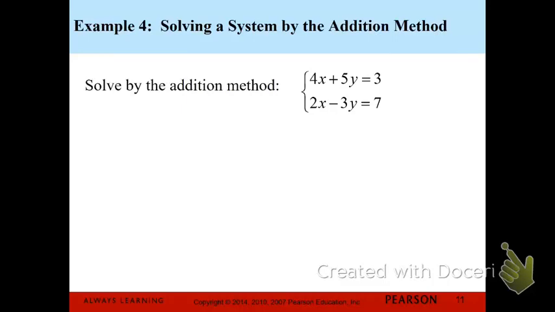All right, so on example 4, we're going to solve by the addition method. Yours are broken down in steps on your notes there. But what was step 1? Rewrite them as ax plus by equals c. They're already there, right? So I'm going to go ahead and just rewrite them for a reason. You want us to rewrite them? Yes. Good question.